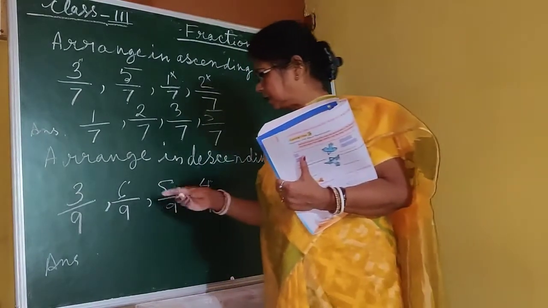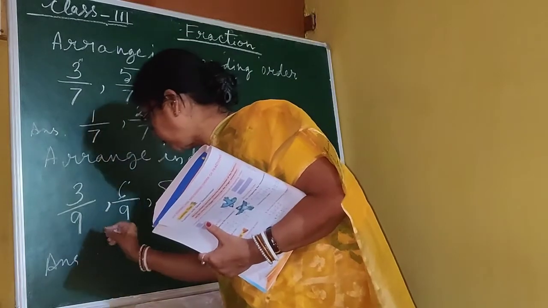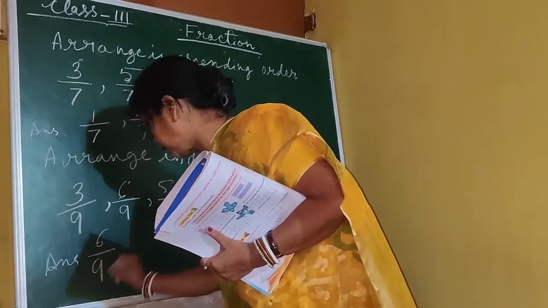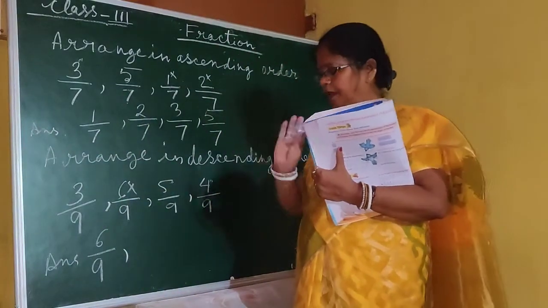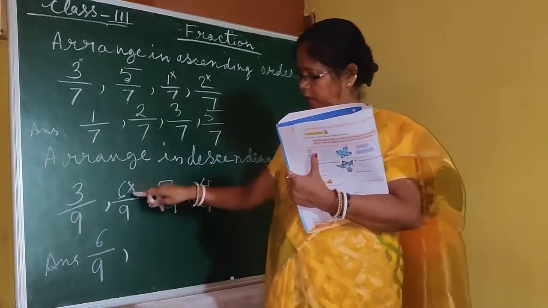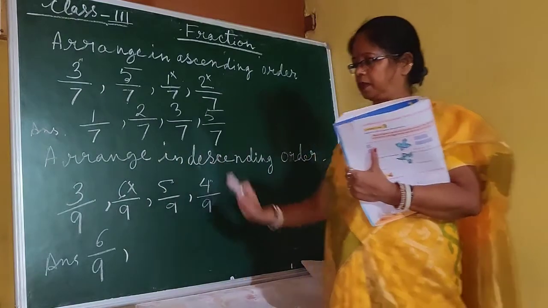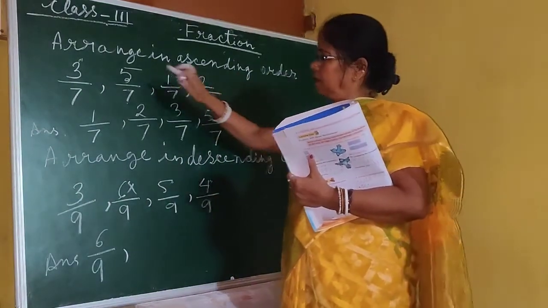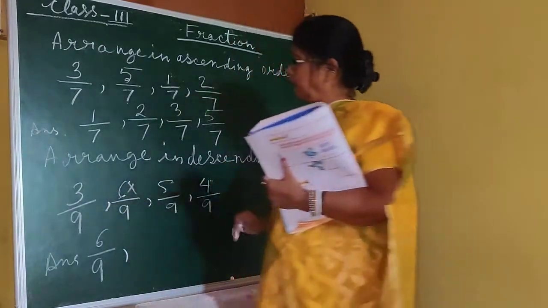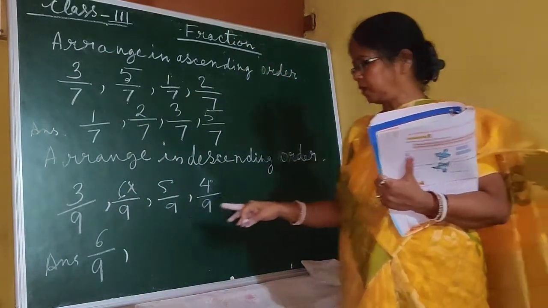Which is the greatest numerator? The greatest numerator is 6. 6 by 9 is greatest. Then this one is finished, you can give it a cross. Do it with a pencil cross so it doesn't mix up, and afterwards you can rub it out nicely. Then here this one is finished, you give it a cross.